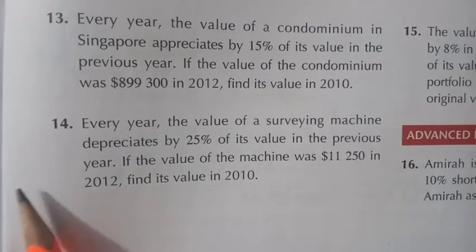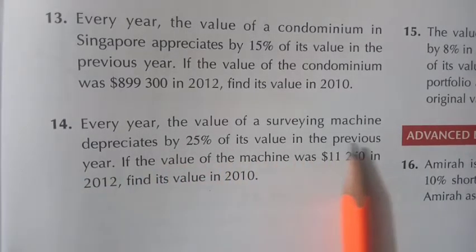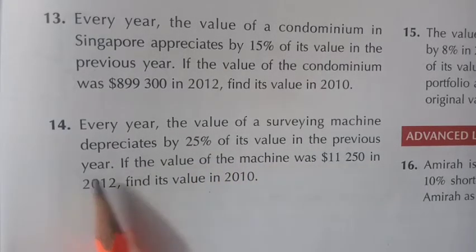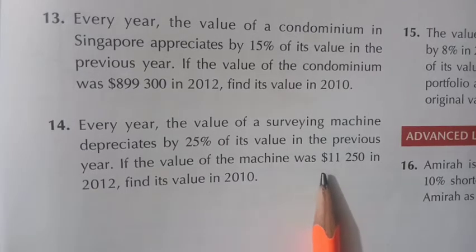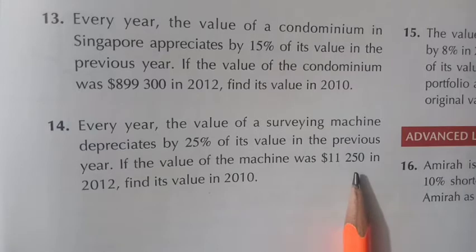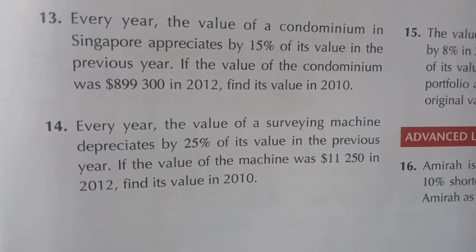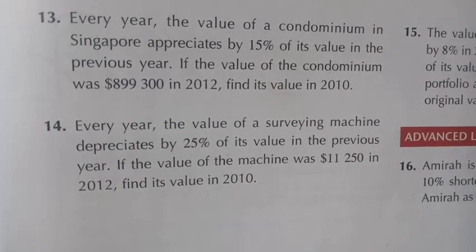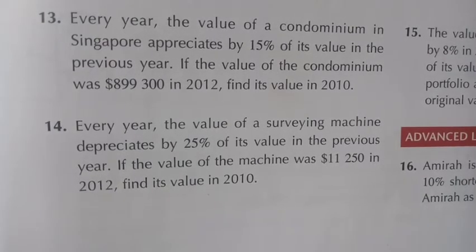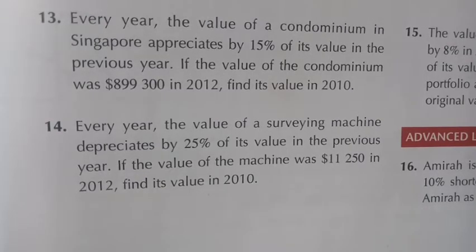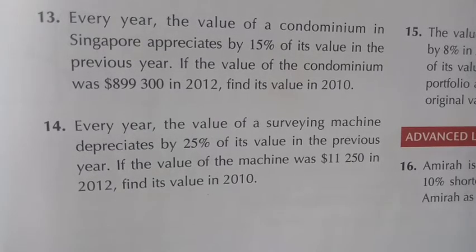Statement of the 14th question. The value of a surveying machine depreciates by 25% of its value in the previous year. If the value of the machine was $11,250 in 2012, find its value in 2010. Right? This question is just like the previous question. In the previous question, the value was appreciated. Over here the value is depreciated. The value decreases by 25% with every passing year. Now the solution of this question number 14.